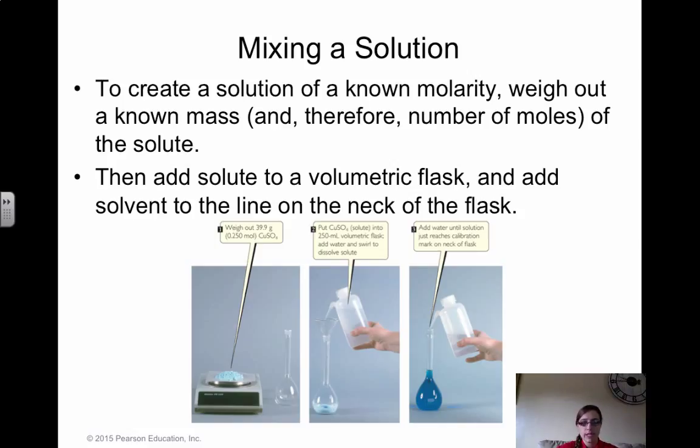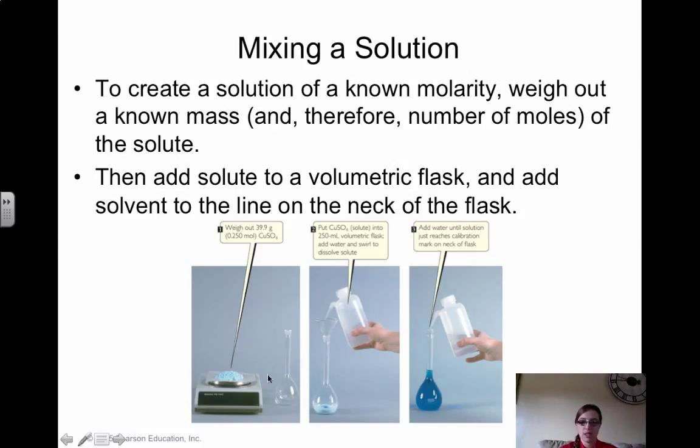You're always going to use our electronic balances. You're going to measure out the exact mass. If you need 0.200 grams, measure out 0.200 grams. If, let's say, you've been trying and trying, but it's 0.201, that's fine, but you have to recalculate the molarity. Once you have your known mass, add your solute to a volumetric flask.